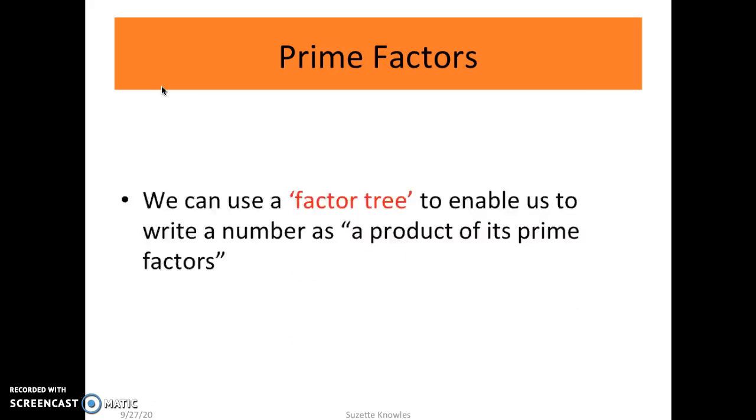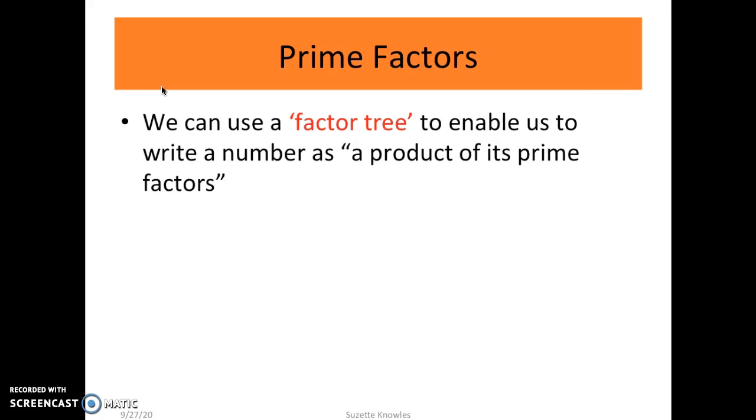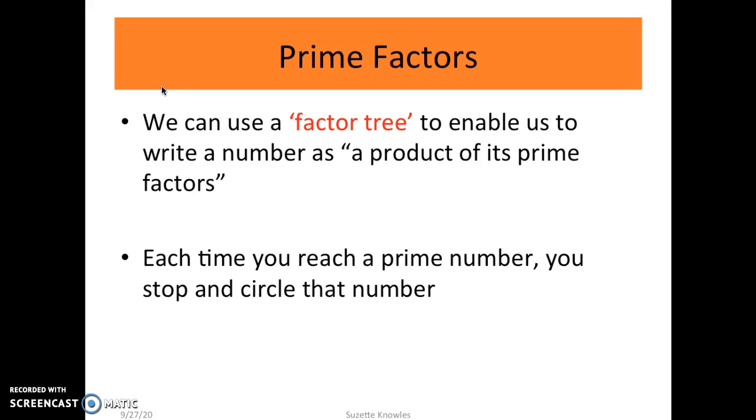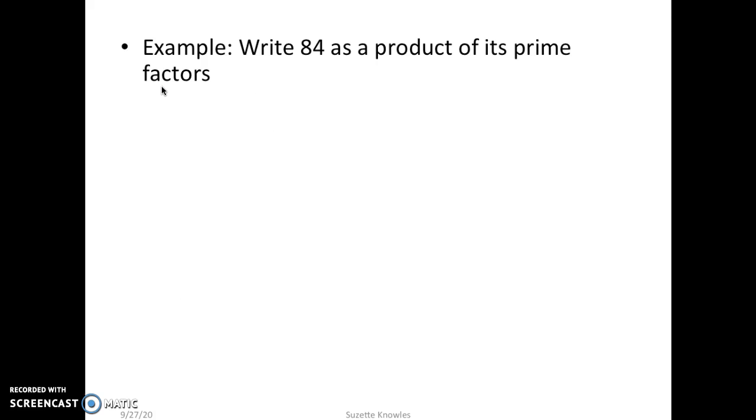Prime factors, or we say prime factorization. We can use a factor tree to enable us to write a number as a product of its prime factors. Each time you reach a prime number, you stop and circle that number. Let us look at an example. We would like to write 84 as a product of its prime factors. Remember, we are using the factor tree. And then we are circling all of the prime numbers.